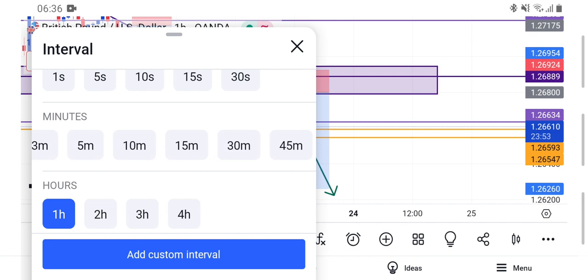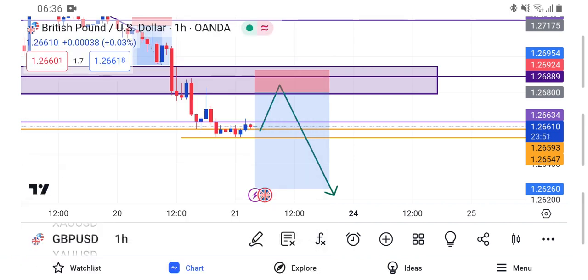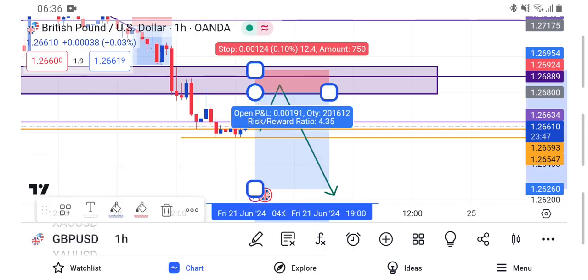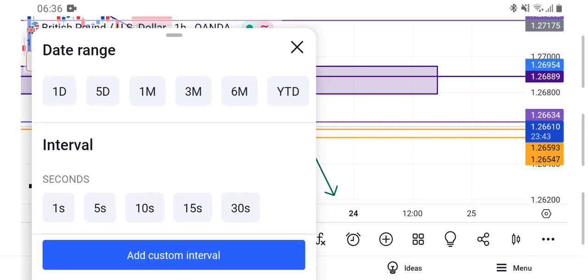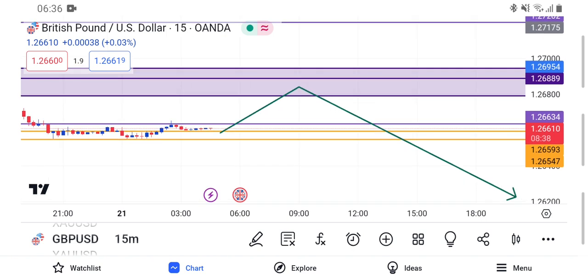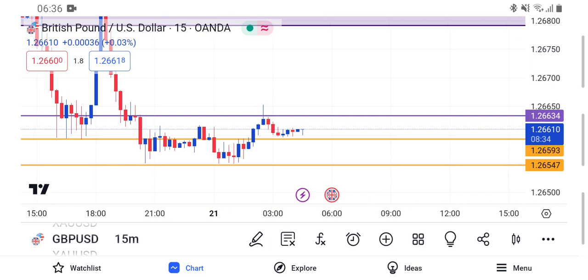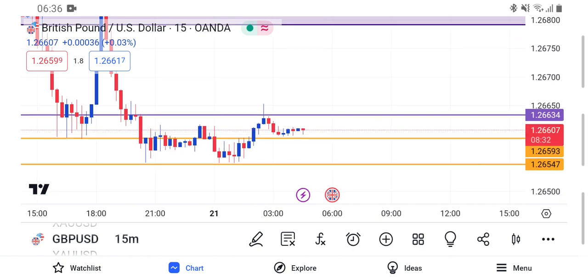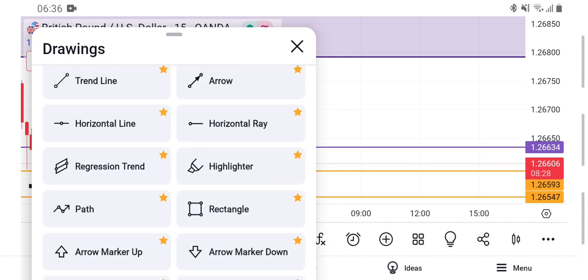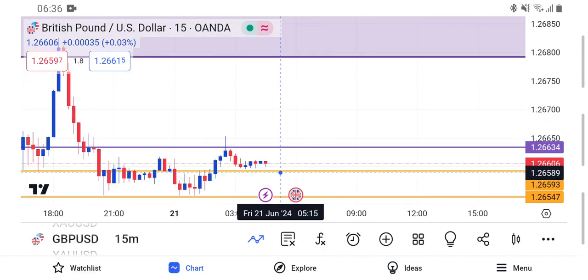Anyway, we jump to the 15 as we have our setup on the H1. Jump on the 15 for what? To execute. Yep. We jump on the 15 minute. So on the 15, we see that hey, we do not have really that kind of a setup. But as I said, this is what I'm on.